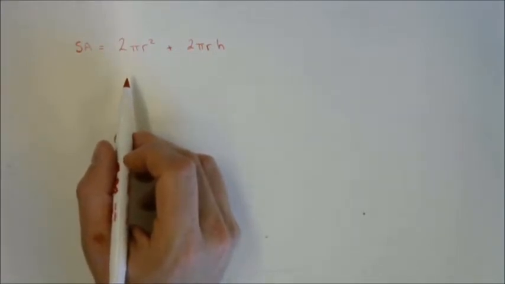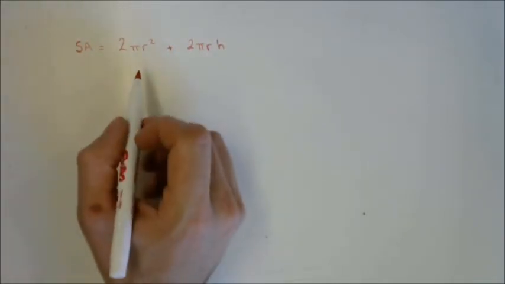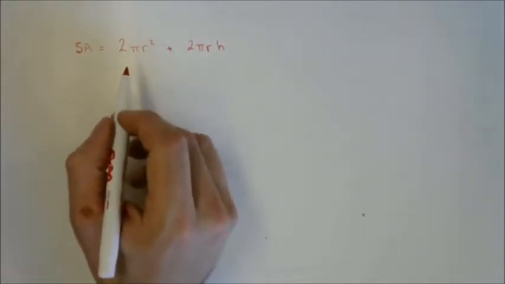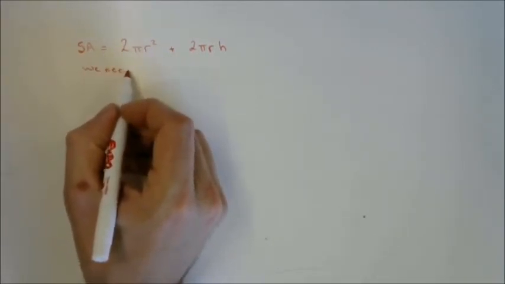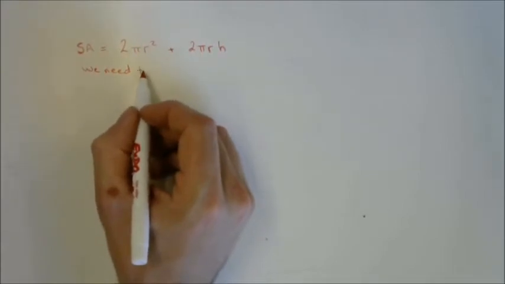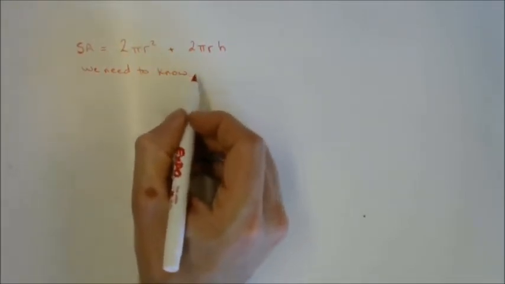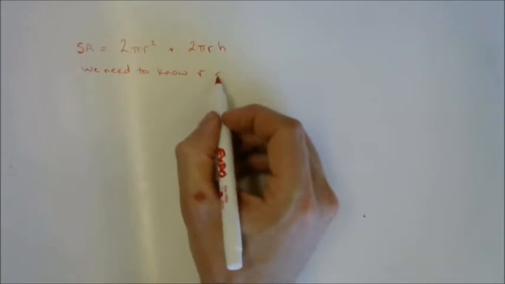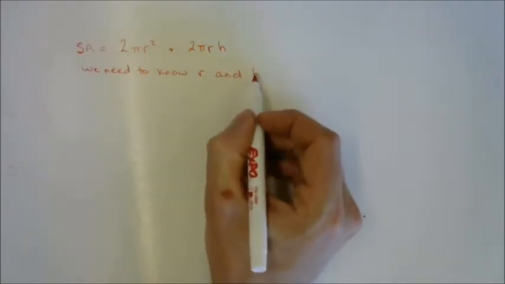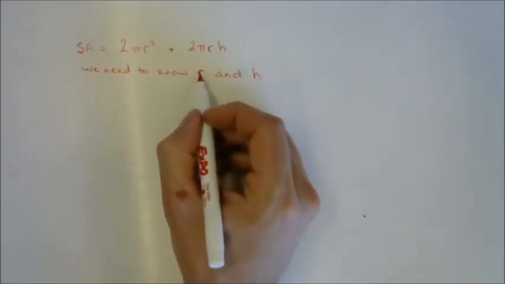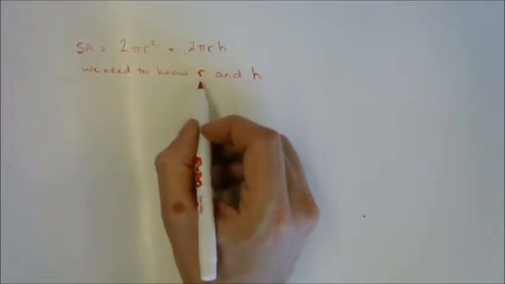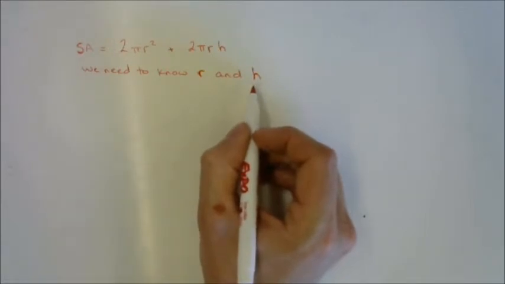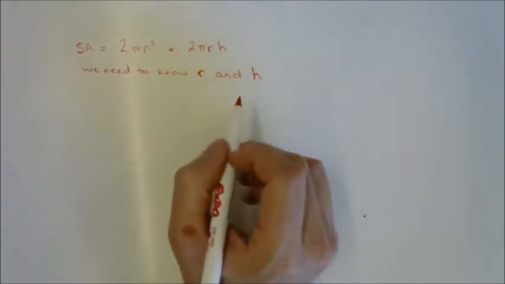Just write this under 1. And what variables do we need to know in order to use this? What variables are in the formula, guys? We need R. And what else? H. So the surface area of a cylinder is based on R and H. It's based on the radius of the base and the height of the cylinder.